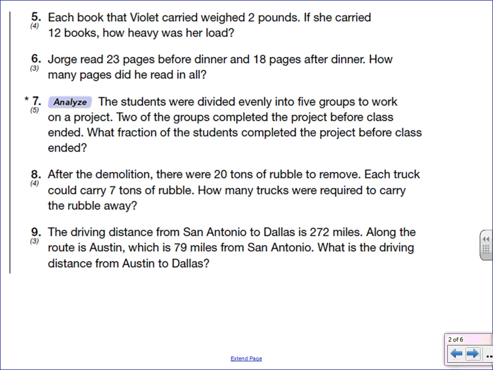Each book that Violet carried weighed 2 pounds. If she carried 12 books, how heavy was her load? This is from lesson 4, which was equal groups. So if I have equal groups, that gives me n, the number of groups, times g, the number in each group, equals the total. The number of groups is 12. She has 12 books, times the number in each group, the weight of each book is 2 pounds, equals the total. Her load is 24 pounds.